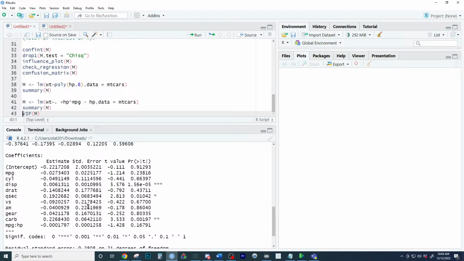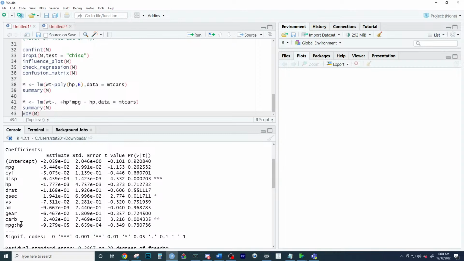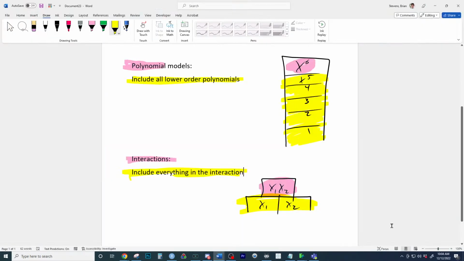Is it making sense, Olivia? Like what, very specifically, when it comes to interactions? Okay, so with this model right here, the key thing that you need to preserve model hierarchy is if you have an interaction with MPG and horsepower, you need MPG and horsepower in your model. Does that make sense? So when you have an interaction with X1 and X2, you need what in your model?